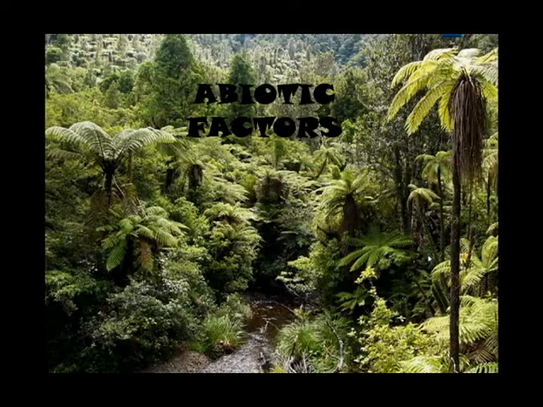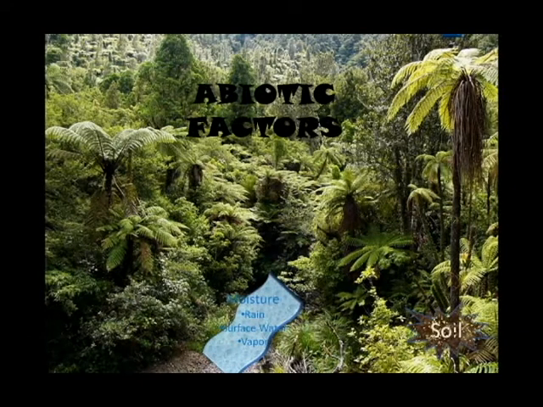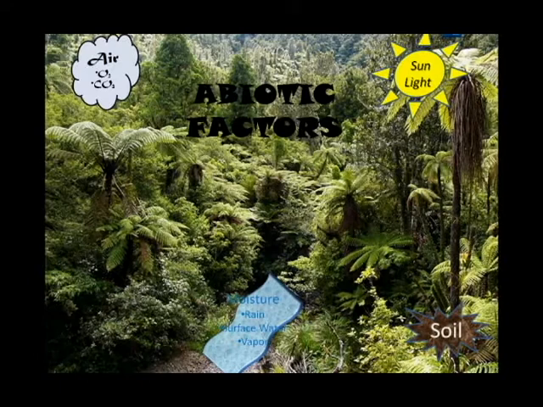These are the abiotic factors: moisture, rain, surface water, and vapor. Soil, all these contribute to the plants. Air, oxygen, carbon dioxide, and sunlight. Sunlight is very vital for photosynthesis.